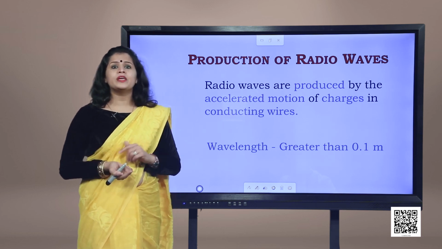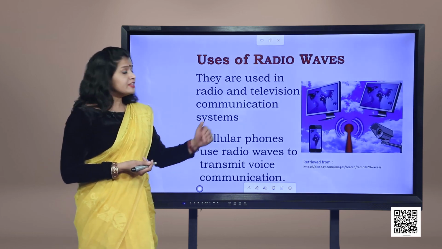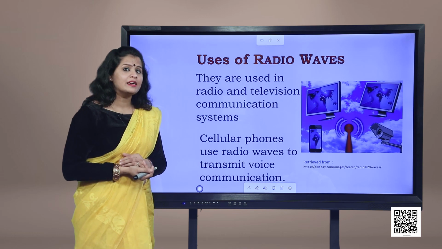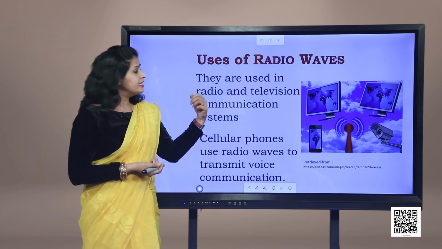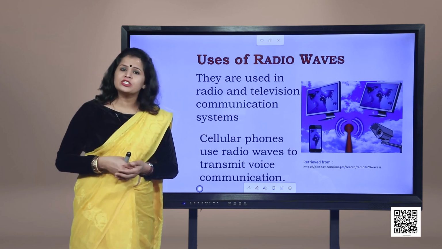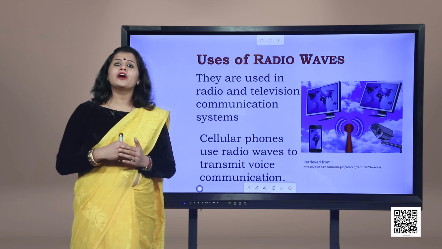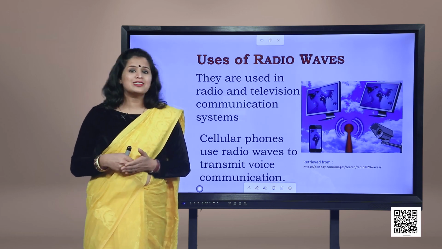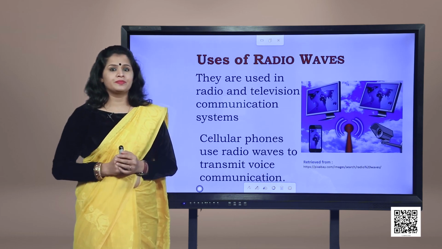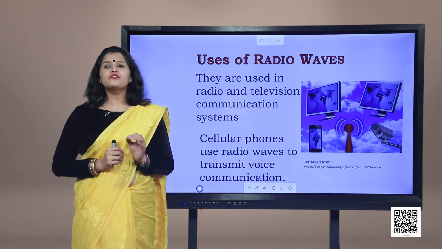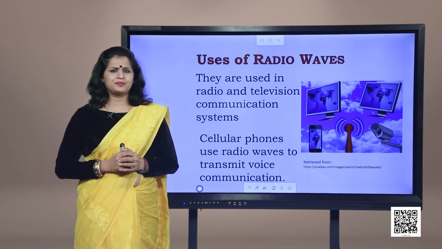Moving on next, we have the uses of radio waves. As in the figure also, you may see that radio waves are used almost everywhere, like televisions, communication systems, internet, etc. These waves are used in mobile phones to transmit the voice from the transmitter to the receiver. Our viewers should look for the uses of these waves around them and make a list of it.